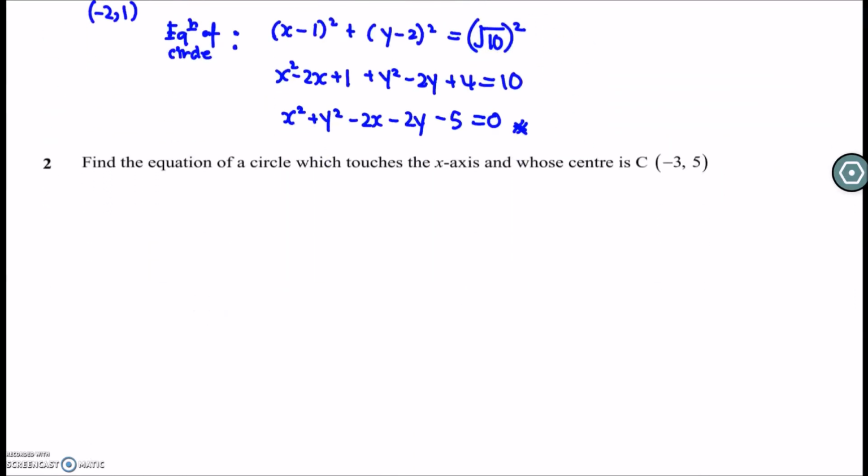Find the equation of a circle which touches the x-axis and whose center C is (-3, 5). So in this question, similar to question 1, to find the equation of circle, we have to first find the center and radius of circle before we can find the equation of circle.